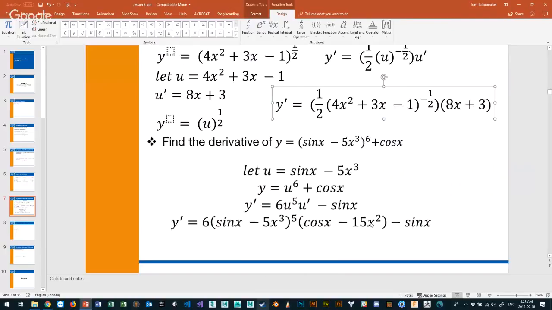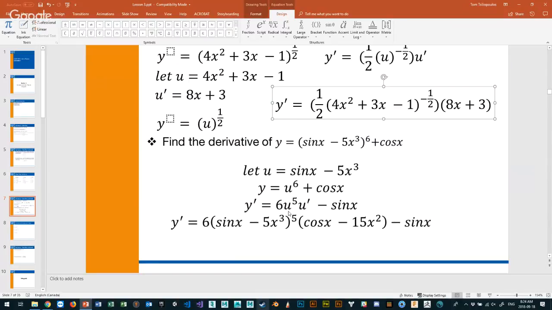Here's one that I left from last time, and it's actually up on the PowerPoint online as well. I think maybe not, but basically, here's a quick way of doing it. Let u equal sine x minus 5x to the 3rd. That's the inner function. Y then would be u to the 6th plus cos x, that's the y.